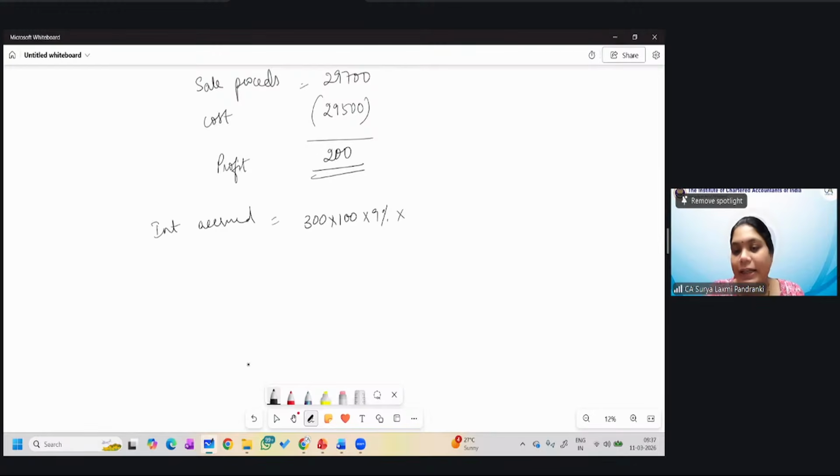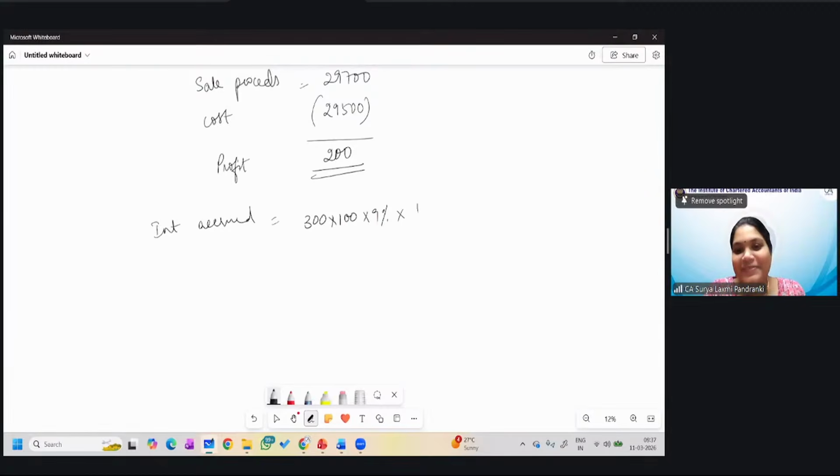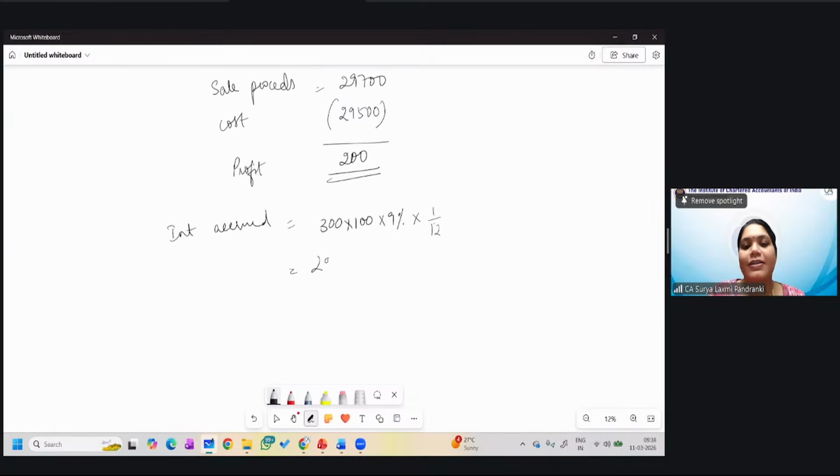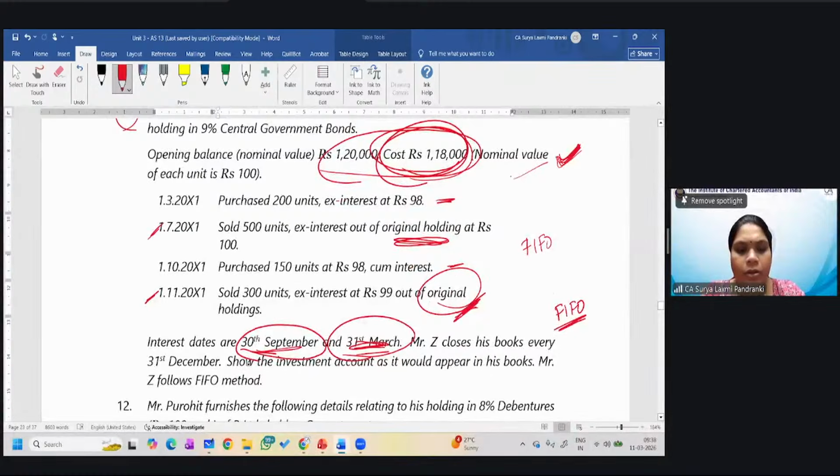When was the last interest declared? I want that. September, 30th September. And when are you making the sale? 1 November. So 1 month. Okay, that's fine. 1 by 12. 225. That is right then, correct. Anything else we have?